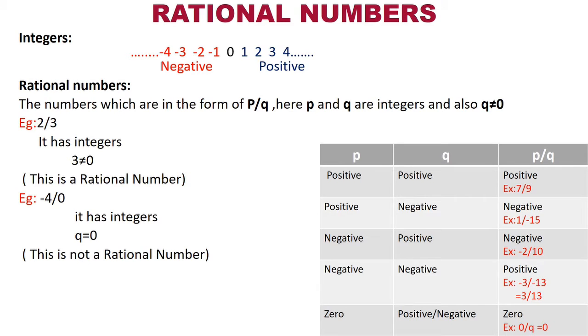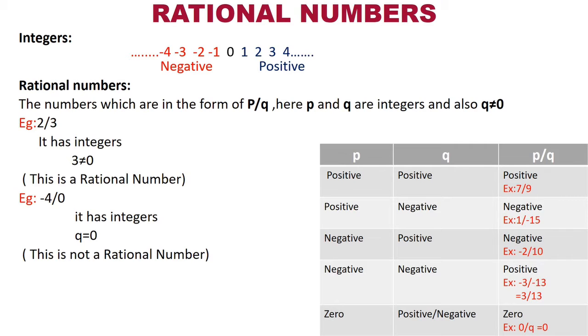So now let's learn what signs a rational number can take. p is the numerator, q is the denominator. p positive, q positive, then the rational number will be positive. Example 7 by 9. 7 is a positive number, 9 is also a positive number. Therefore, the rational number is also a positive rational number.